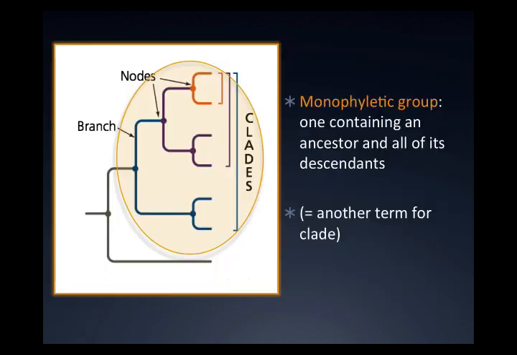A monophyletic group is one containing an ancestor and all of its descendants. Of course, this is just another term for a clade. And this is an image showing different monophyletic groups, or clades. And we will be using these two terms pretty interchangeably through the course.